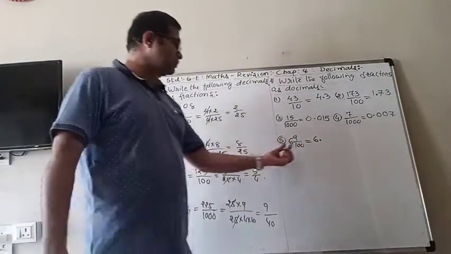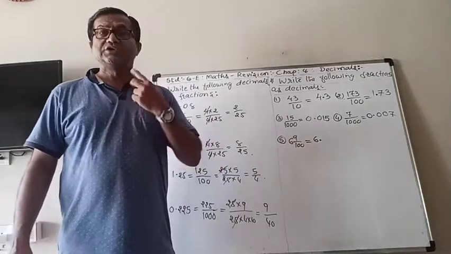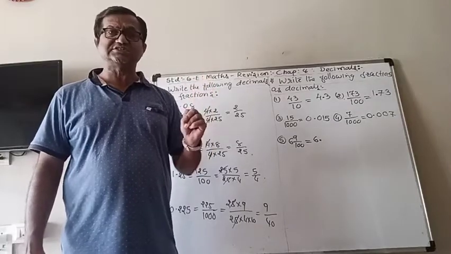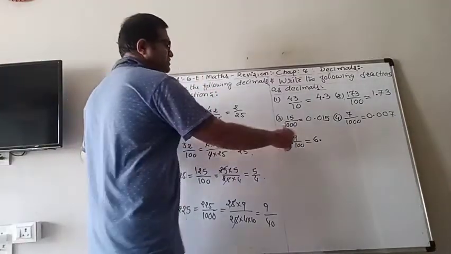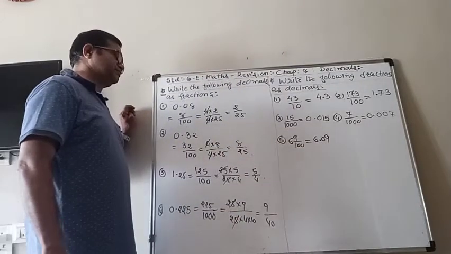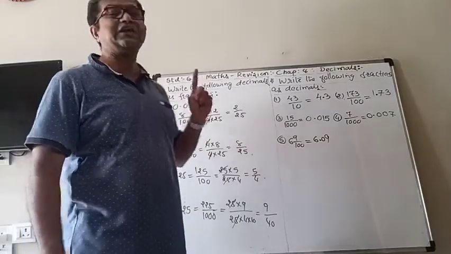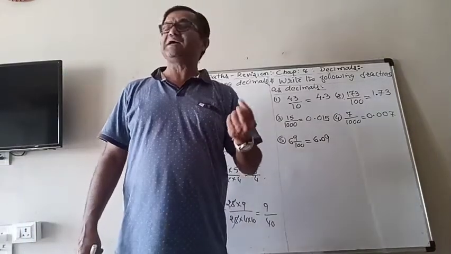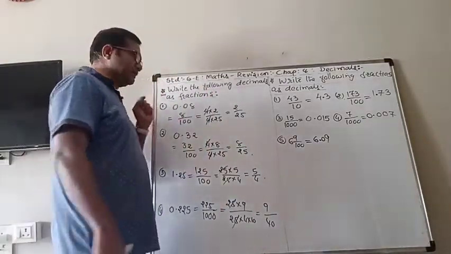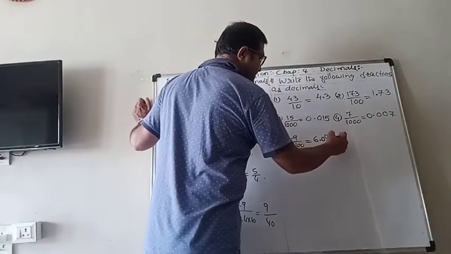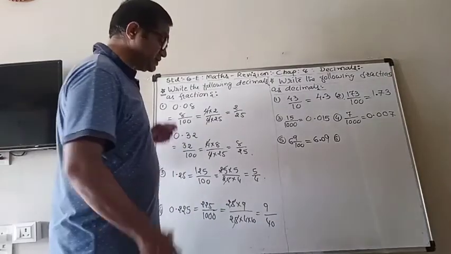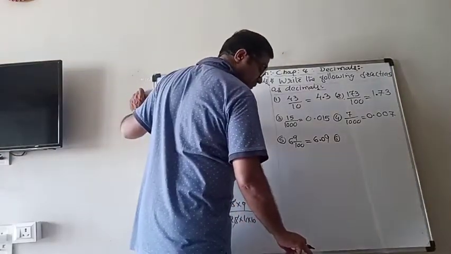Now check how many zeros are there? 2 zeros. 2 zeros, it means that after the decimal point we need 2 digits, but we only have 1 digit 9. So we have to put a 0 before it. So 6 integer 9 upon 100 can be written as 6.09 as the decimal number. So it is not necessary to convert it from a mixed fraction to improper fraction. Let us take some more.